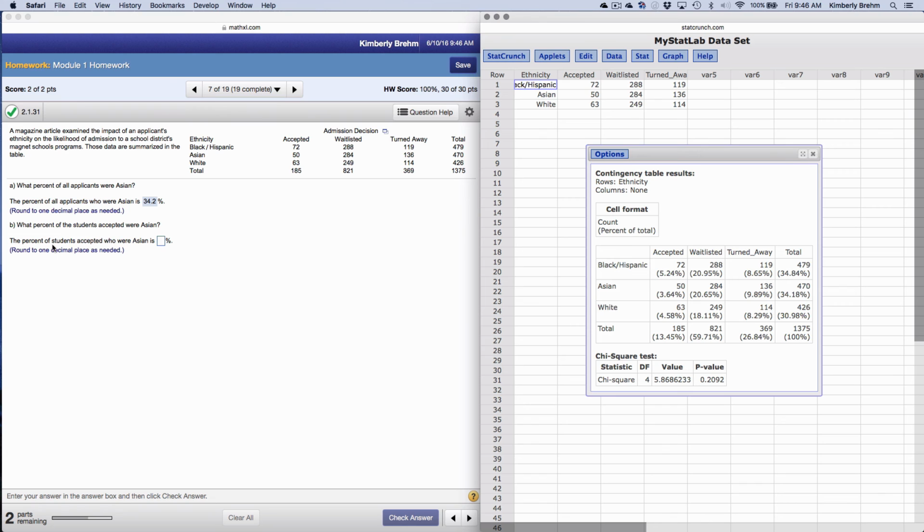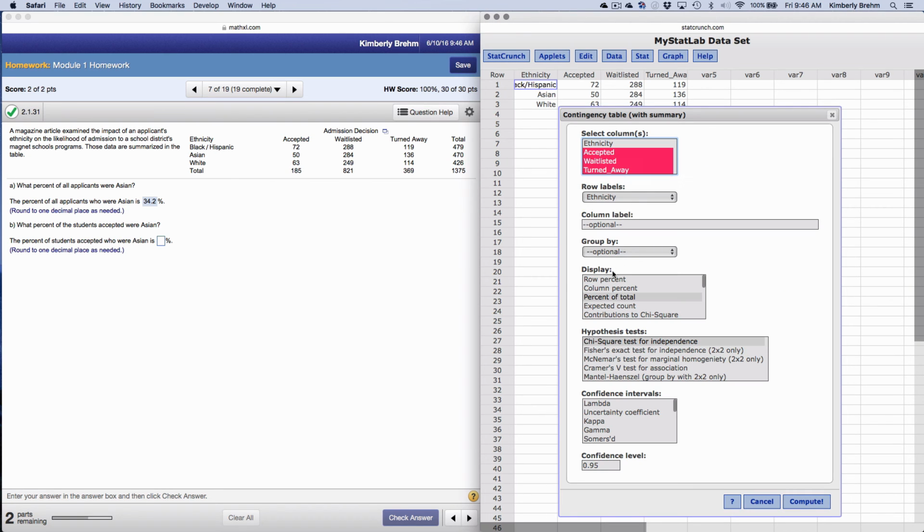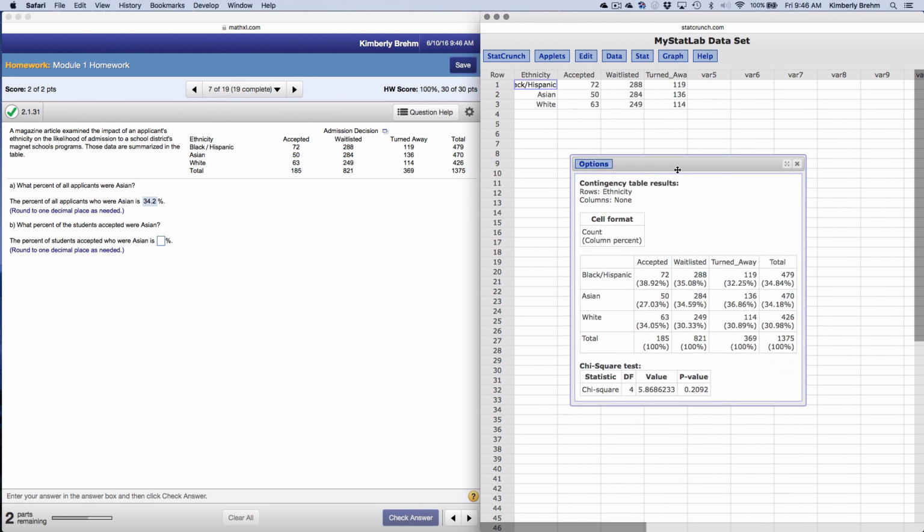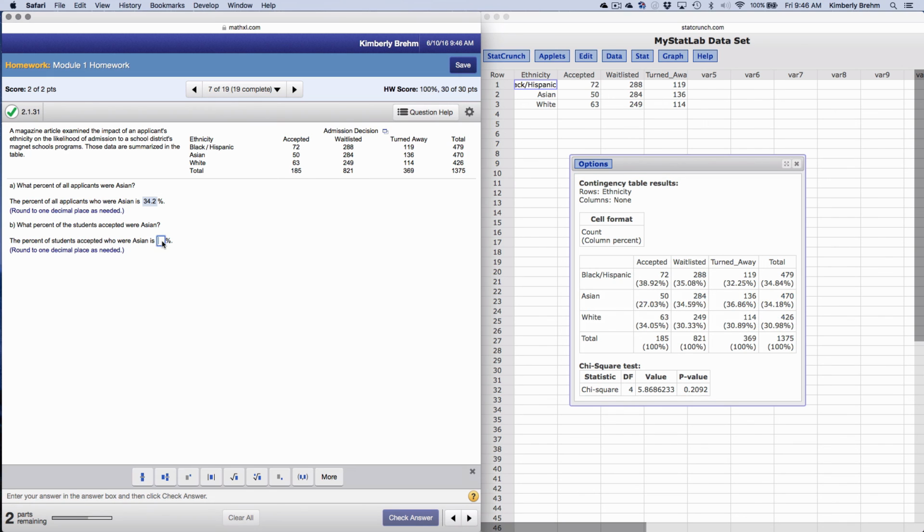So now I'm looking for the percent of students accepted who were Asian. So I'm looking at this column, the accepted column, so I'm going to go back to options, edit, and column percent and compute. And if you'll notice, what that did is now the column total is 100%. So the percent within the accepted that were Asian is 27.03. So I'm going to write 27%.